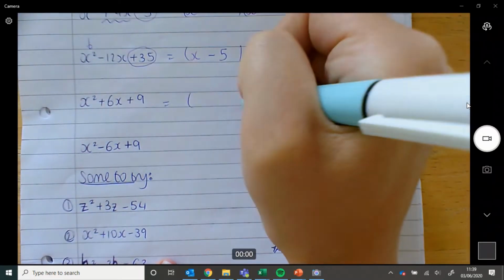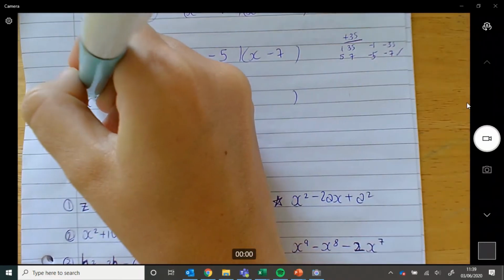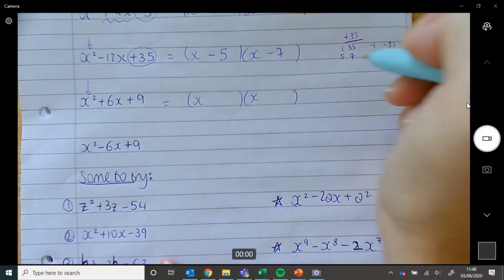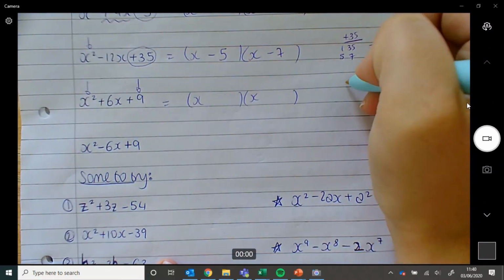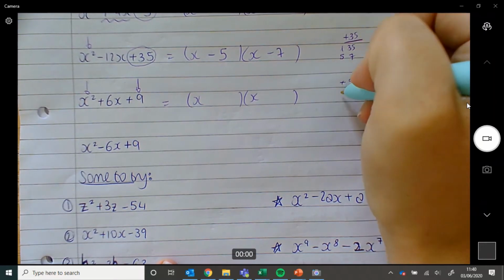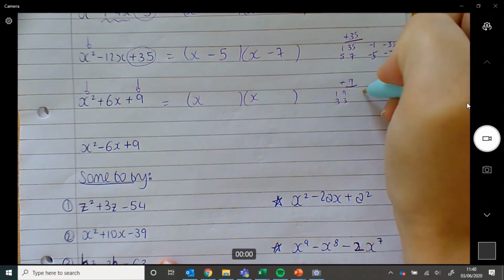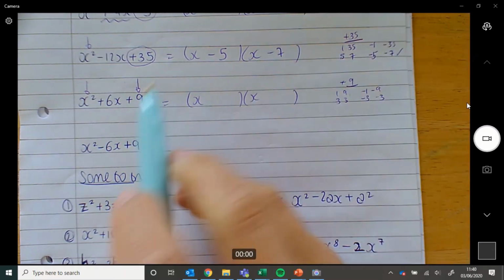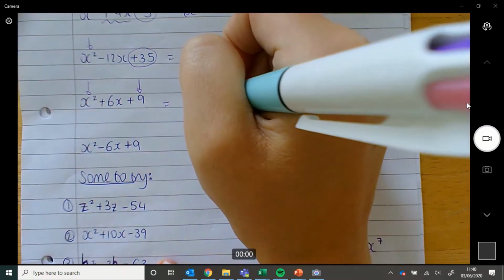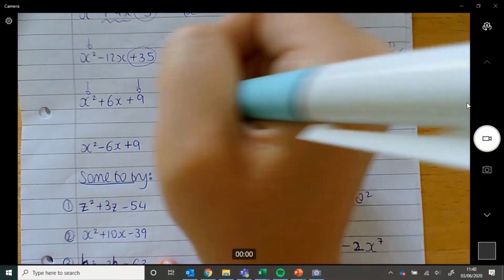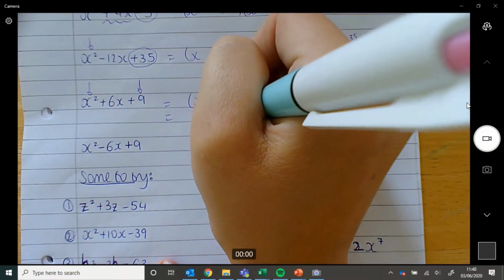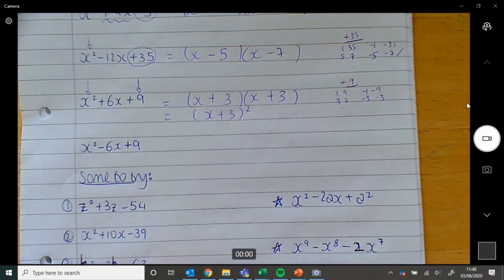Next one down. I need to think about what gives me x squared, x times x, and what gives me positive 9. This time, to give me positive 9, it's going to be 1 and 9, 3 and 3, or negative 1, negative 9, negative 3, and negative 3. It's positive 6, so it must be with both the positive 3's. Or I could write this as x plus 3 squared.